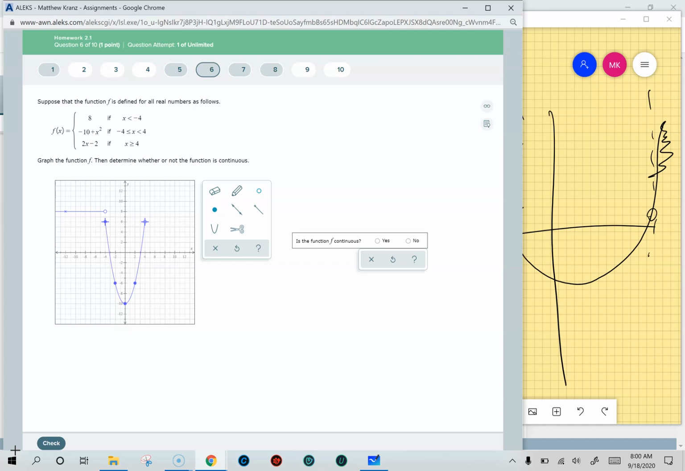And then I know I have my 2x minus 2, for x greater than or equal to 4. So I know at 4, I can go ahead and have this. So what I'm going to do is plot this. I start at negative 2, and I go up 2, over 1, up 2, over 1, up 2, over 1. See how I land right on that point? Up 2, over 1. So now I can go ahead and graph this.